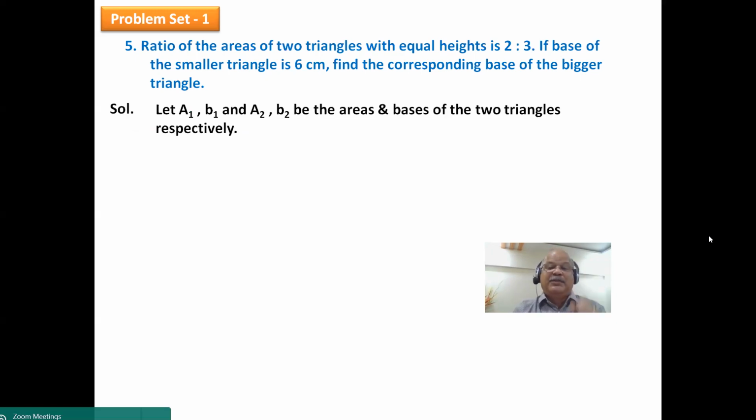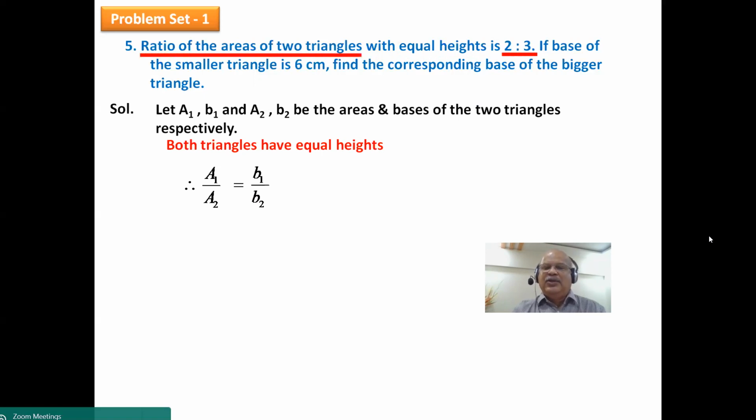Now, if you observe this part of the question, it says that both the triangles have equal heights. And when I say the heights are equal, the heights will vanish, and what will be left is the bases. So the ratio of the areas of these two triangles will be base upon base. Now the ratio of areas of both these triangles is given to us as 2 upon 3. So let us substitute 2 upon 3 on the left-hand side.